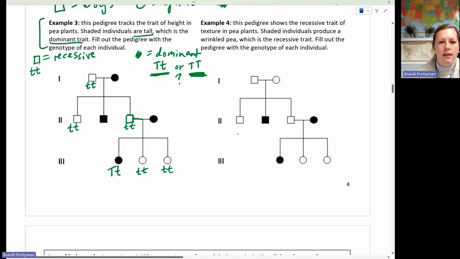Okay, let's look at some other ones. What about this individual right here? Could we figure out her genotype? If I look at her offspring, she had a kid that has two lowercase alleles, which means they got one from the dad and one from the mom. So she has to also have a lowercase t because that's what she gave to this kid. Anytime someone has a homozygous recessive child, that means they had to be a carrier. They had to have that trait carried in their genotype. So she's also going to be heterozygous.